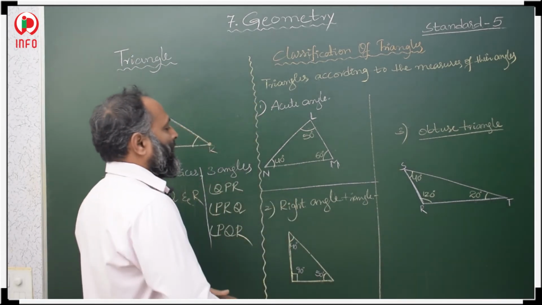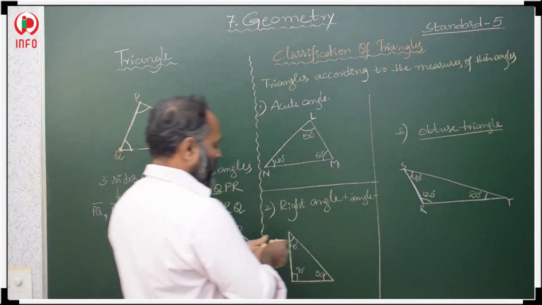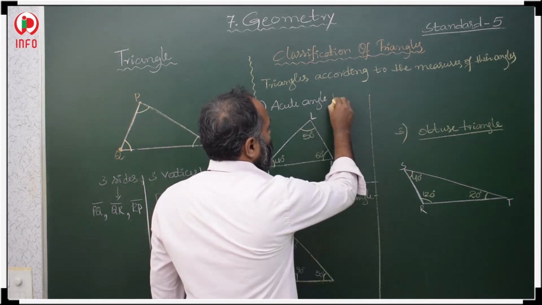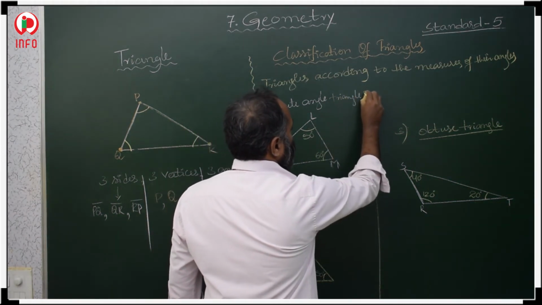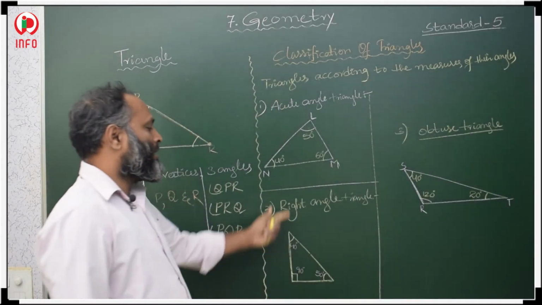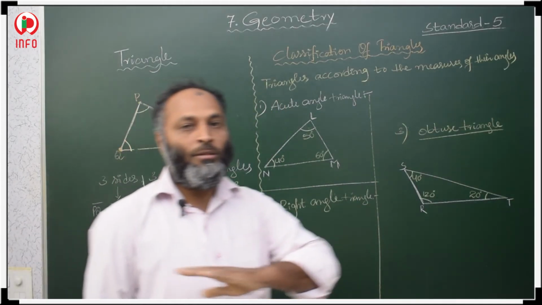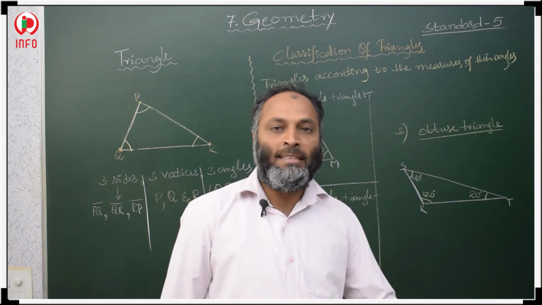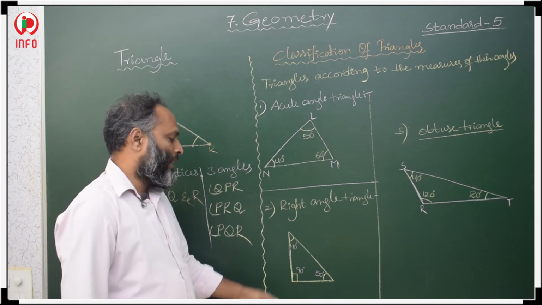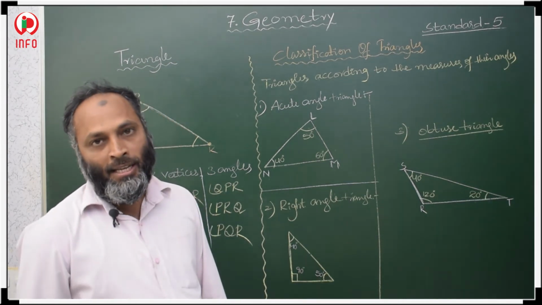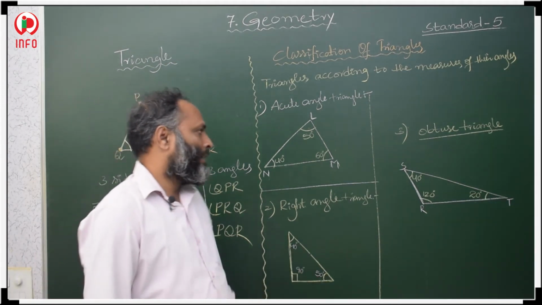Here all the three angles are less than 90, so that is an acute angle triangle. This is a right angle triangle. Acute means all the three angles are less than 90. Right angle means if any one angle in a triangle is 90 degrees, then that is a right angle triangle.